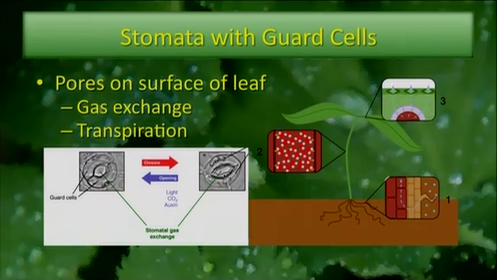Now they also do transpiration. Okay, transpiration is the evaporative loss of water from the leaves through the stomates. Okay, so the guard cells control water loss. Okay, so most water that reaches the leaf is lost through transpiration. Okay, it might seem wasteful, but that's just the way the plant does it.